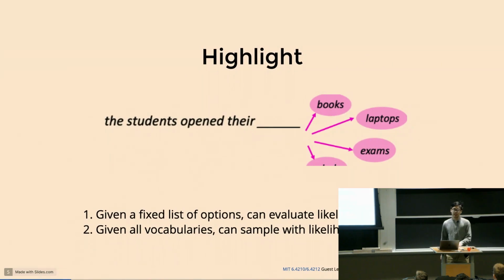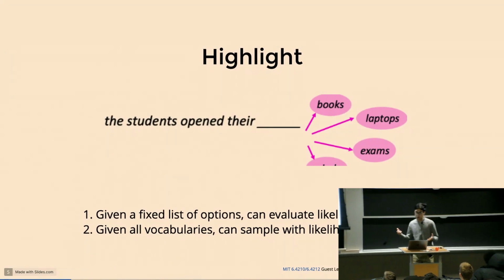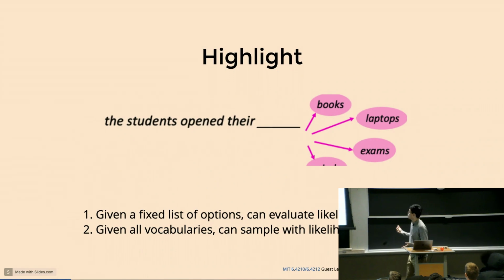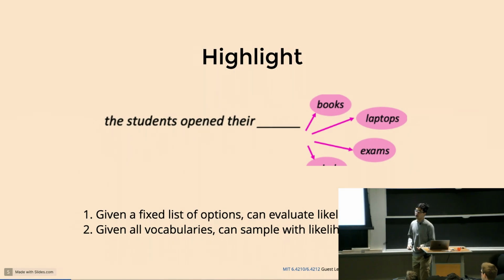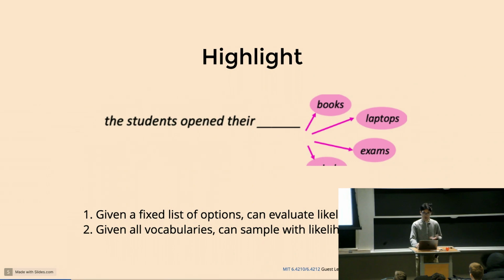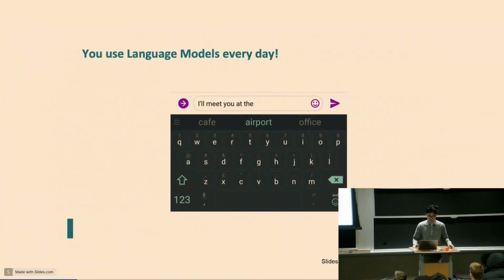So what's the highlight? Given a fixed list of options, one can evaluate the likelihood with language models. And given all the human vocabulary, one can sample with certain likelihood to generate the next word. That's how all the large language models work nowadays, including ChatGPT and GPT-3. You might have used it before in your homework. So you actually use language models every day.